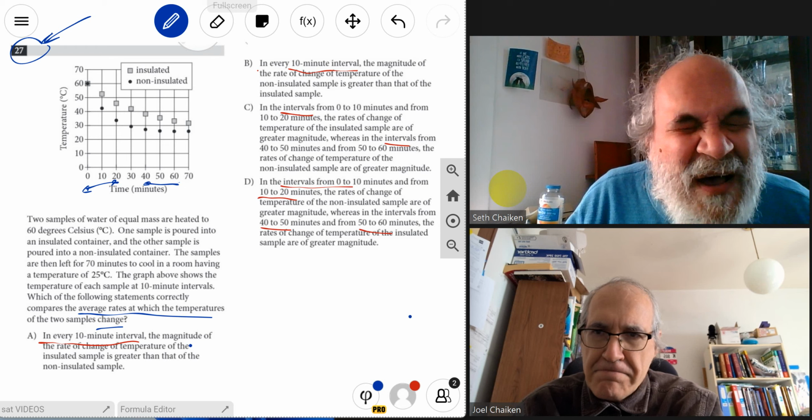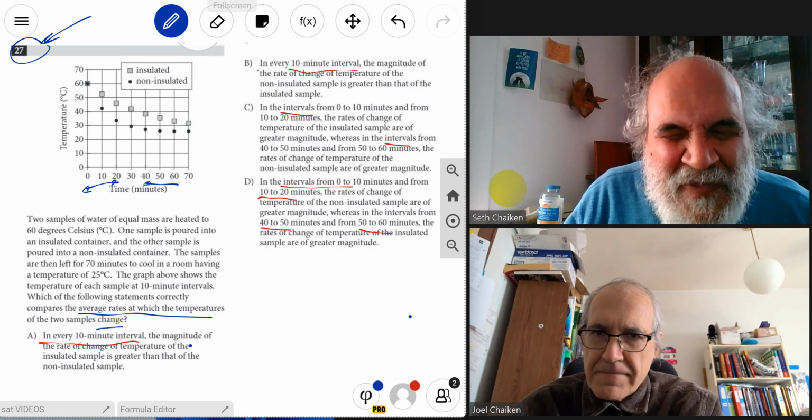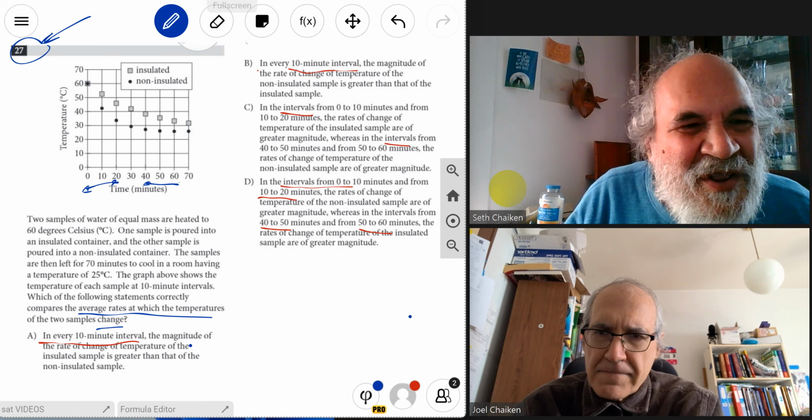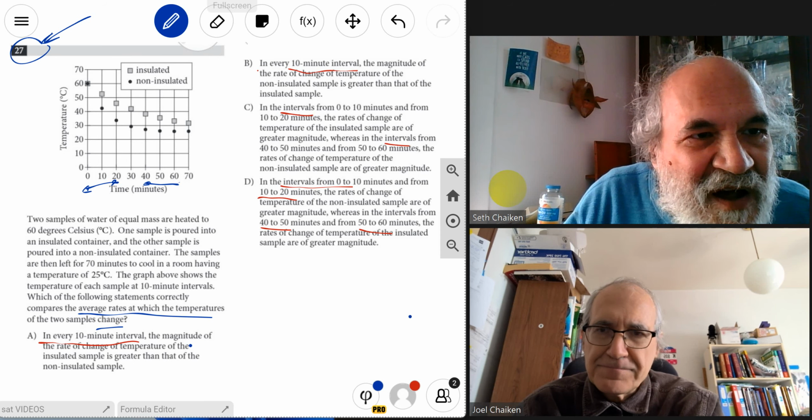Well, that rate of change is proportional to the slope of a line.